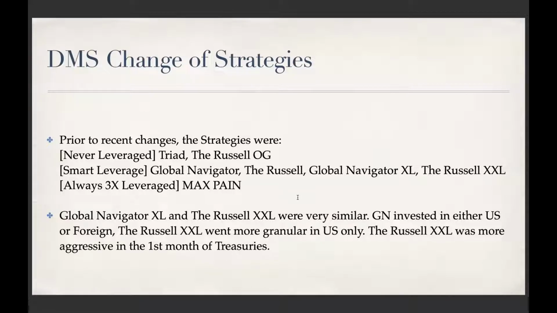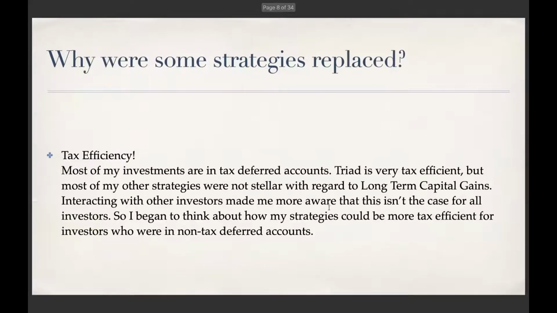Okay, so I was just commenting on the second bullet there, that essentially Global Navigator XL and Russell XXL were very similar strategies. The main difference being that the Russell was strictly a US based strategy. It would look at 3 sub indexes within the US market, whereas Global Navigator would invest either in the US or in foreign markets if they had the higher relative momentum. So why did I get rid of those 2 strategies? Well, the answer is tax efficiency.